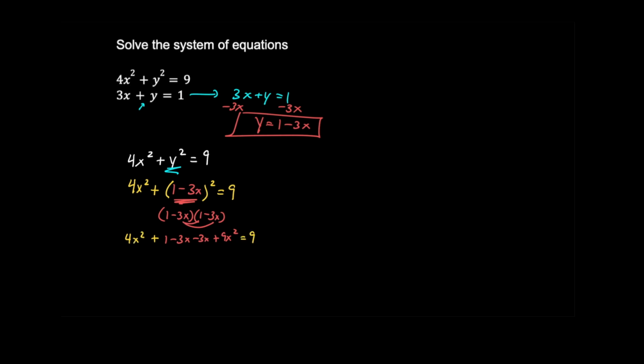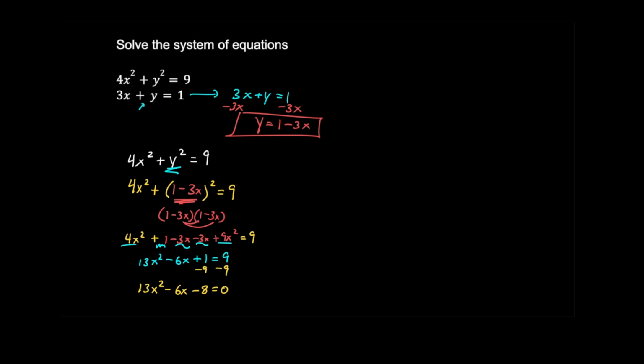And then just combine like terms here. So we have 4x squared and 9x squared. That makes 13x squared. We got negative 3x and negative 3x, which makes negative 6x. And we got the 1 coming down, and so is our equals 9. Now this is still a quadratic, so we need to move everything to one side. So I will subtract 9 from both sides, giving me 13x squared minus 6x minus 8 equal to 0.